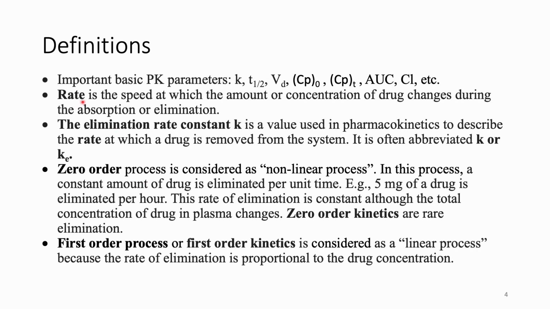The important basic PK parameters are elimination rate constant, K, or in zero order you call K0, half-life, volume of distribution Vd, the initial concentration of drug CP0 or concentration of drug at any time t, AUC, and clearance.